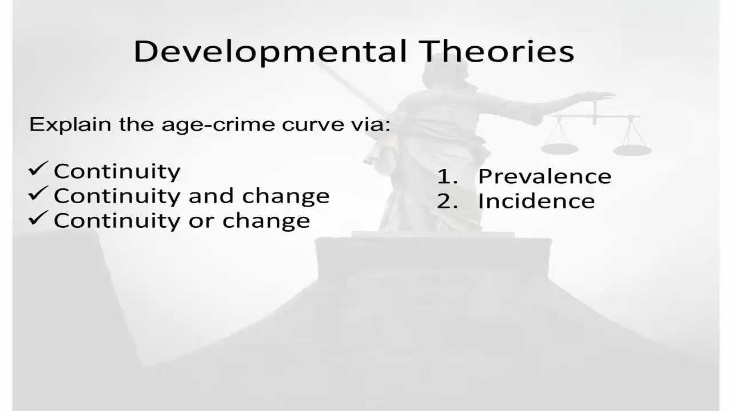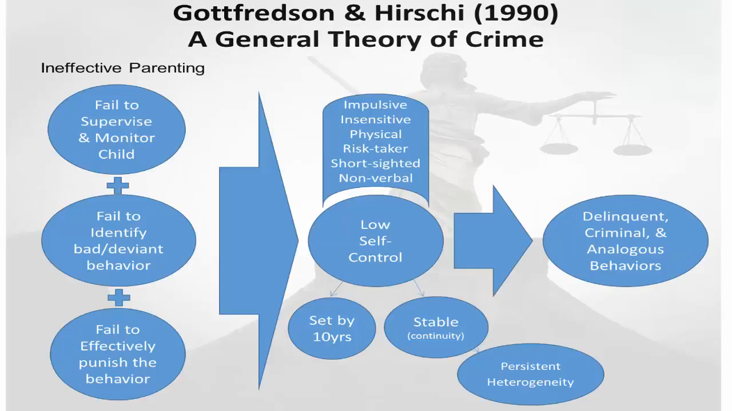Then you have theories that look at continuity or change. These theorists explain that some people continue, others change. So the first theory we're talking about is Gottfredson and Hirschi's theory. We're going back to a general theory of crime, which remember is a control theory, where the main cause of crime is this characteristic of low self-control.